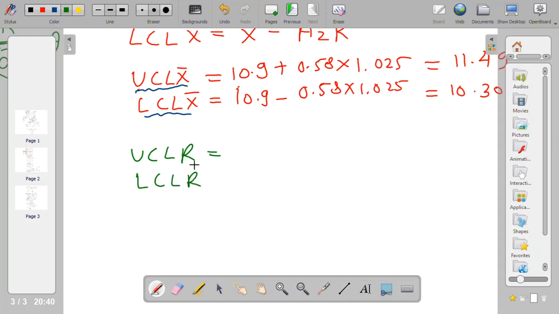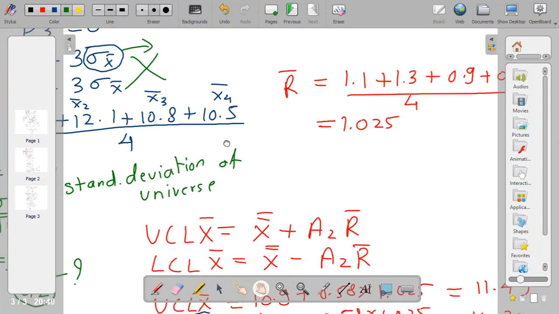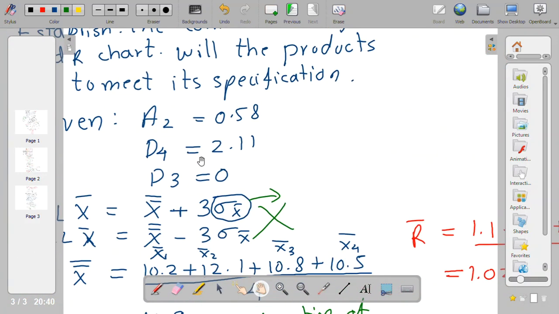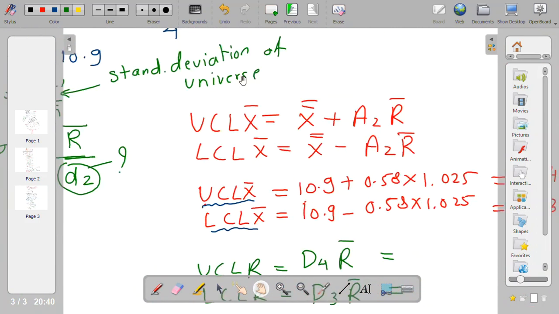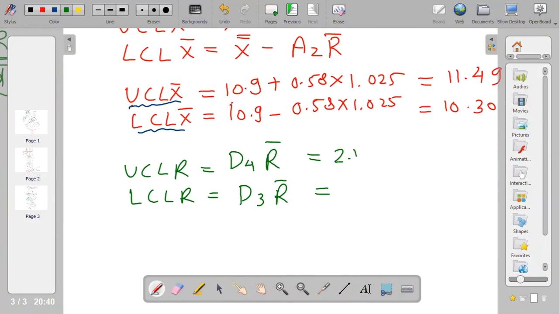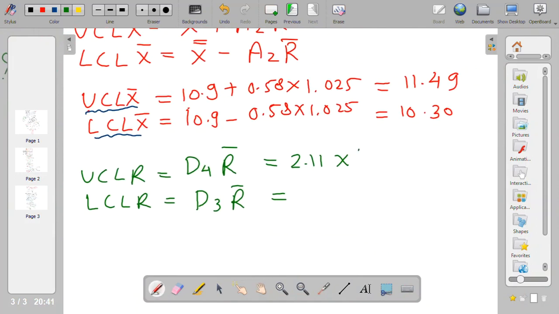So what is the formula? D4 into R bar, and D3 into R bar. D4 and D3 are already given in the question. D4 is 2.11 and D3 is 0. So D4 is 2.11 into R bar. The R bar value is 1.025, so you can find this, and 0 into 1.025 gives 0.